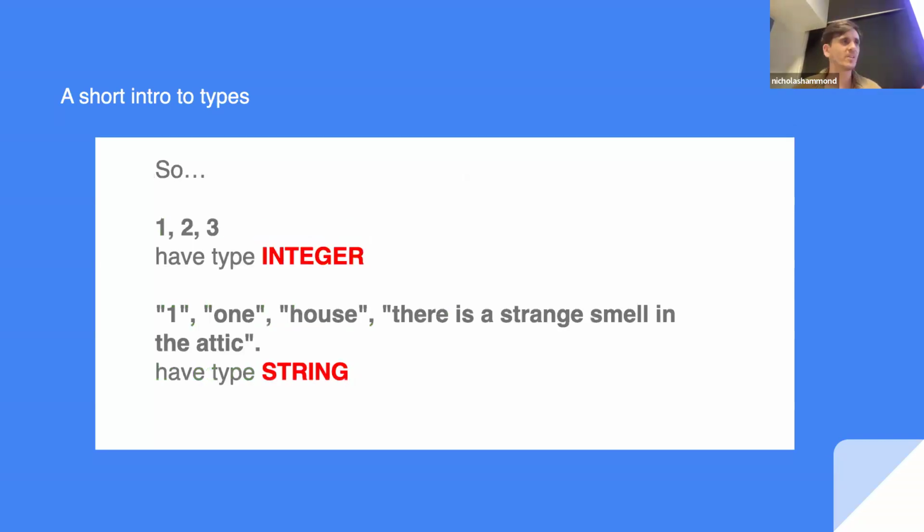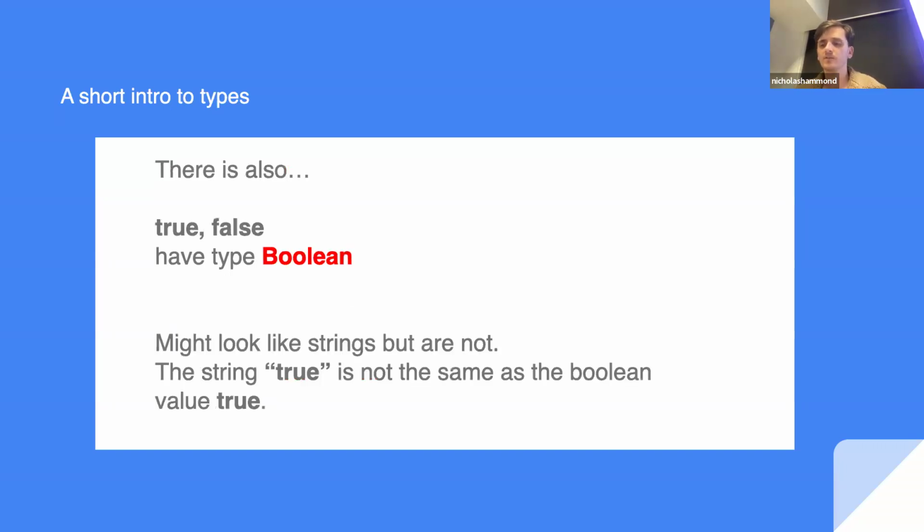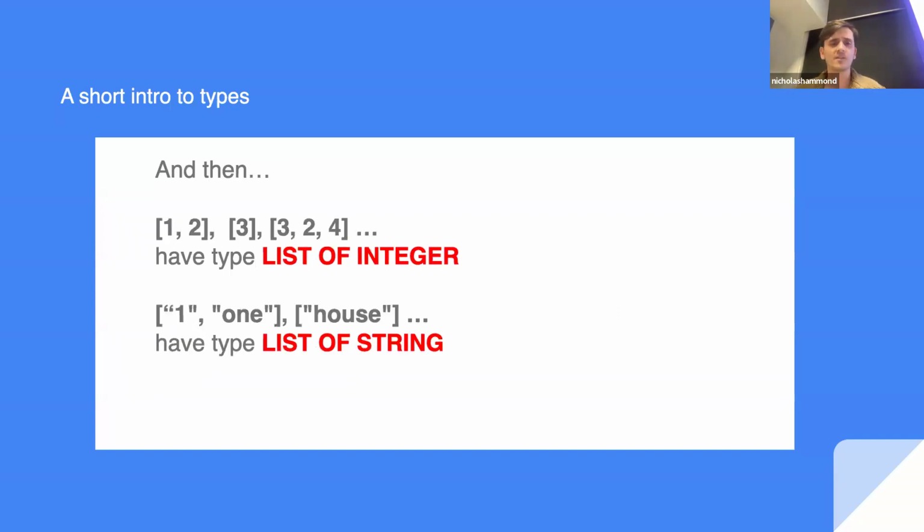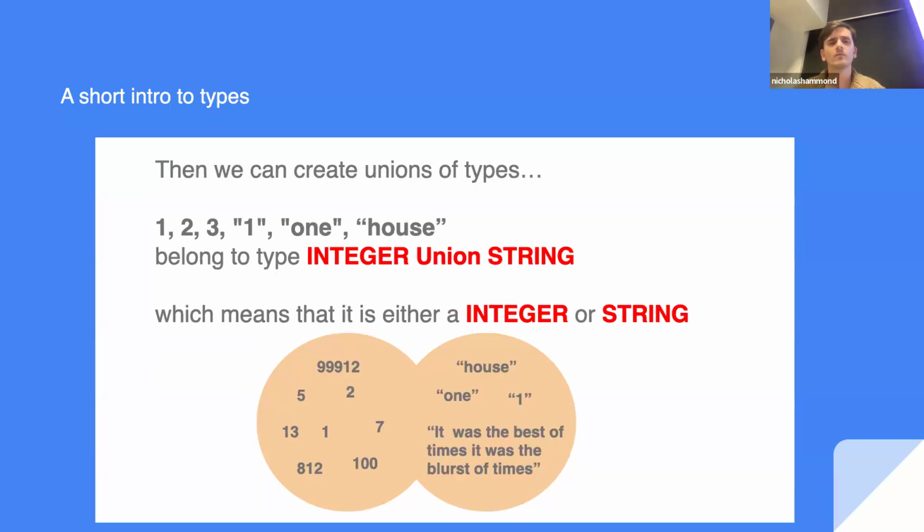Okay, so a brief summary: things like 1, 2, 3, are integers. Things like the numeral 1, the letter 1, the word house, this sentence, all have type string. And then we also have things like Boolean. Booleans consist of values true and false. They're used for logical operations. Similar to integers, the string true is not the same as the Boolean value true. Then we have list types. So a list of integer is a type in itself, and you can see examples there. And then you have list of string. Then you can create unions. So those are all examples of integer union string.